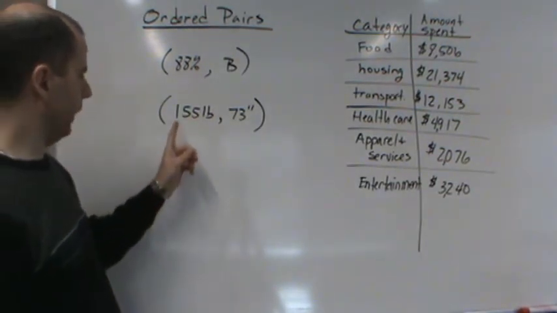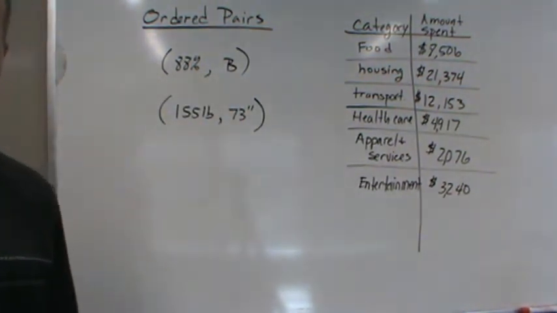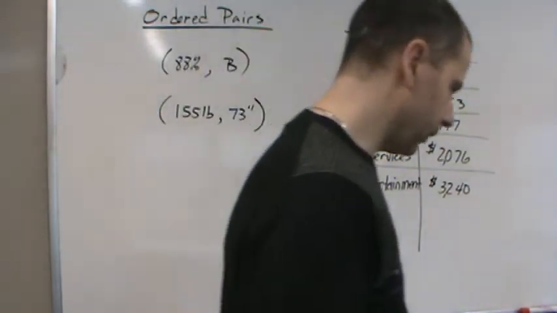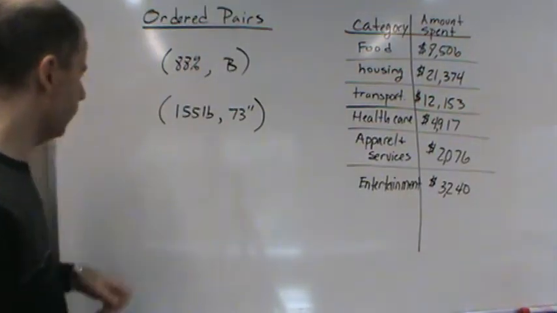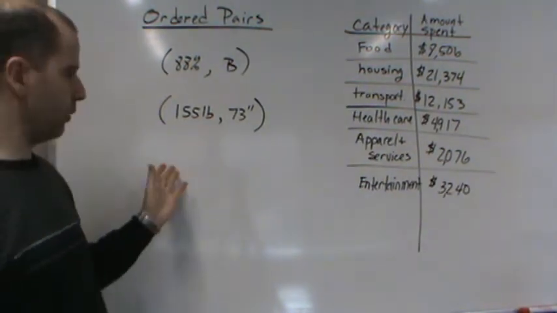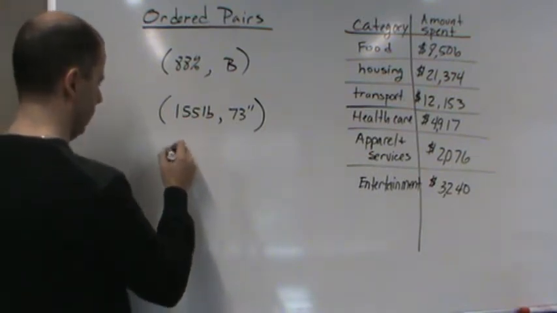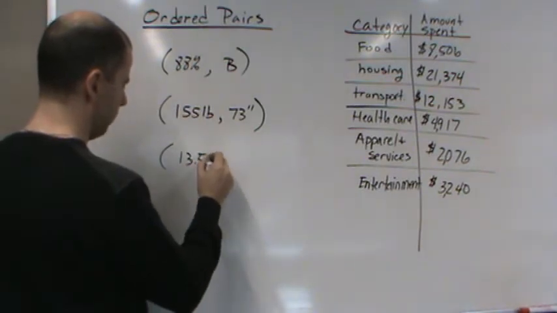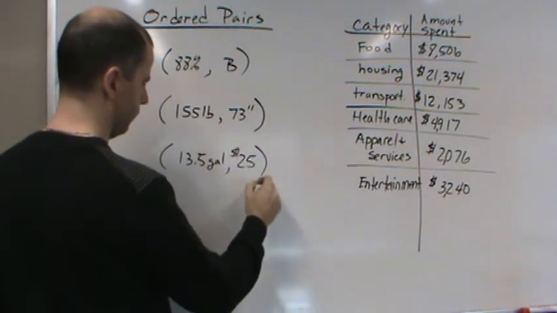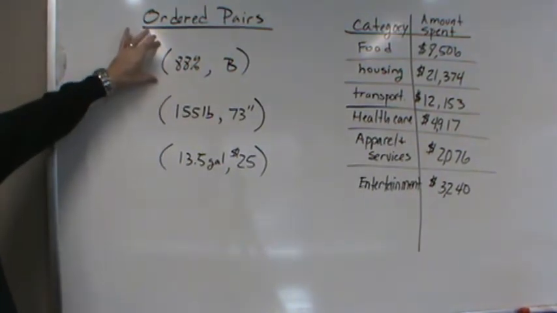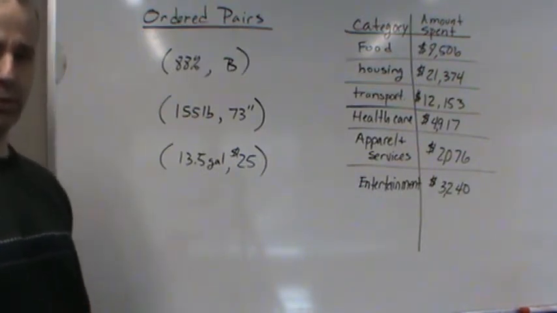So an ordered pair relates two values to each other in a special meaning. For example, the number of gallons of gas you put in your car is paired with the amount of money that you spend, right? So there's a relationship there. You could put in 13.5 gallons, and that would probably cost you about, let's say, $25. An ordered pair is two numbers put into parentheses separated by a comma. It allows us to relate two values.